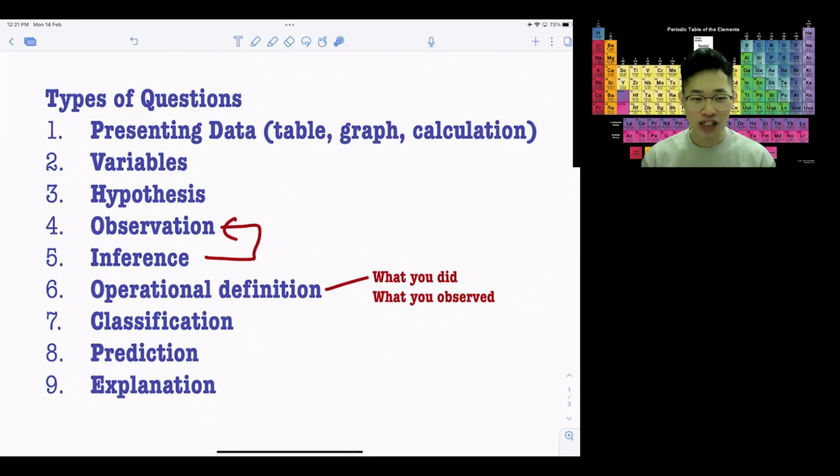Here is the list of questions which you can take a screenshot of, so you know what to prepare for your paper 3. These are the questions they always ask you in the paper 3.